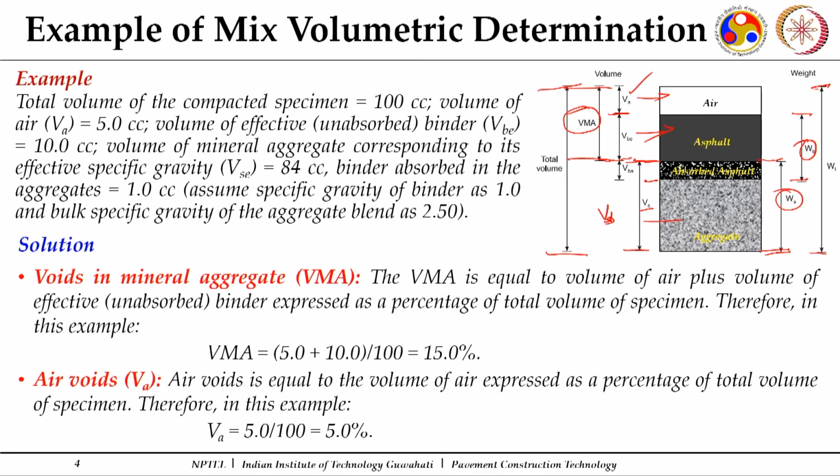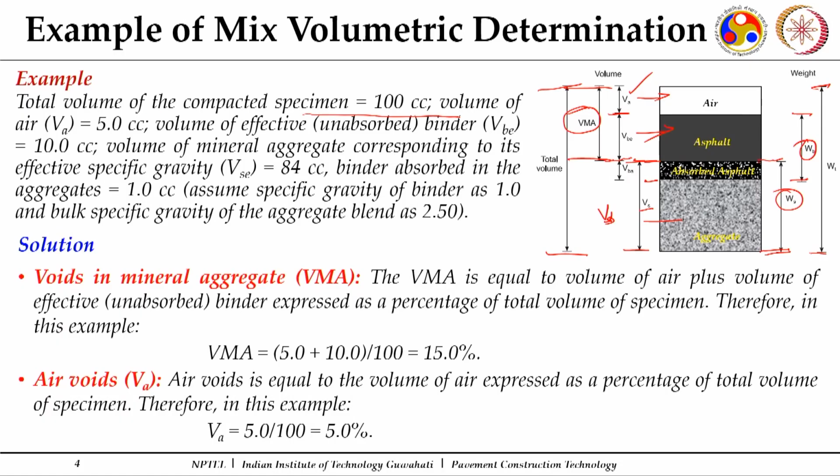Now, let us consider an example to see how this can be worked out. This is just an example to explain things in a simpler manner, not that the figures shown here are a realistic picture, but this is to make things easily understood. So, if the total volume of a compacted specimen is 100 cc. This has been made 100 cc so that we can make the other computation simple.